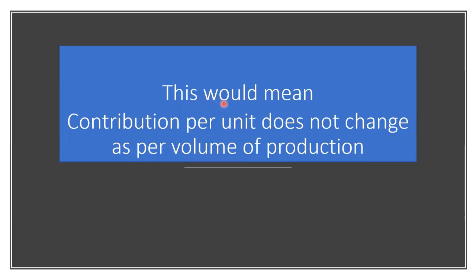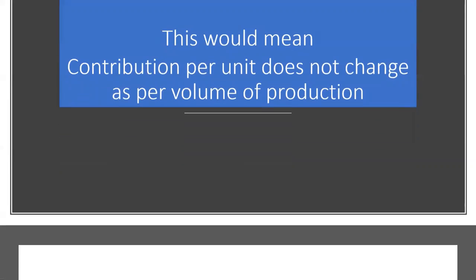What would this mean? This would mean contribution per unit does not change as per the volume of production. Why? Because in contribution, we consider only variable cost. Sales price is constant, variable price is constant, and therefore the contribution per product also will remain constant.